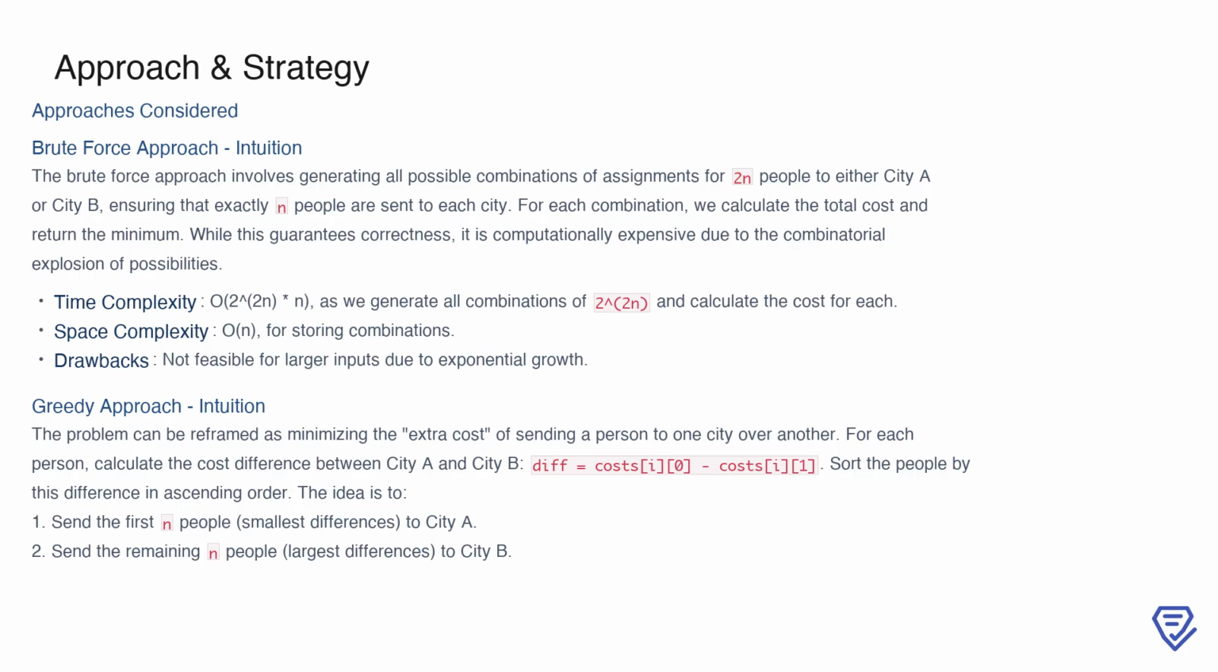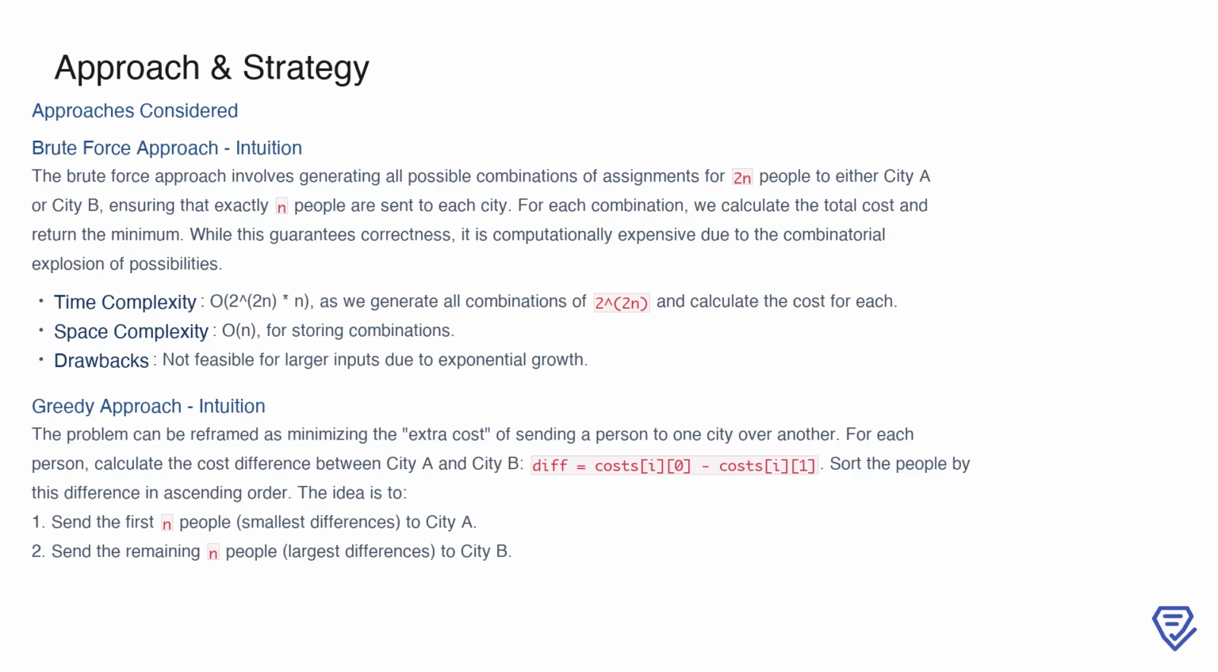While this method guarantees accuracy, it becomes computationally expensive due to the sheer number of combinations, which grows exponentially with the number of people. Specifically, the time complexity is O(n * 2^(2n)), since we compute the cost for each of the 2^(2n) combinations. The space complexity is O(n) to store these combinations.